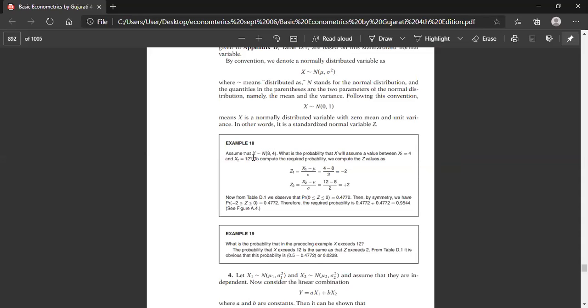Then another value is 12. So you also convert that x of 12 into z. 12 minus 8. What is 8? The mean. The standard deviation is 2. You get plus 2. So basically what you want to know is the probability that x lies between 4 and 12, which is exactly equal to the probability that z lies between minus 2 and plus 2.